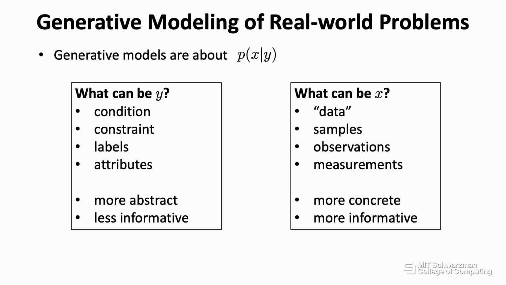So in most cases, the label or the condition y would be more abstract and less informative. As a comparison, the output x is usually called the data, or the observations or measurements of the samples that you can see in real-world problems. In the case of image generation, x is just the image. So usually x would be more concrete than the condition y, more informative, and higher dimensional.